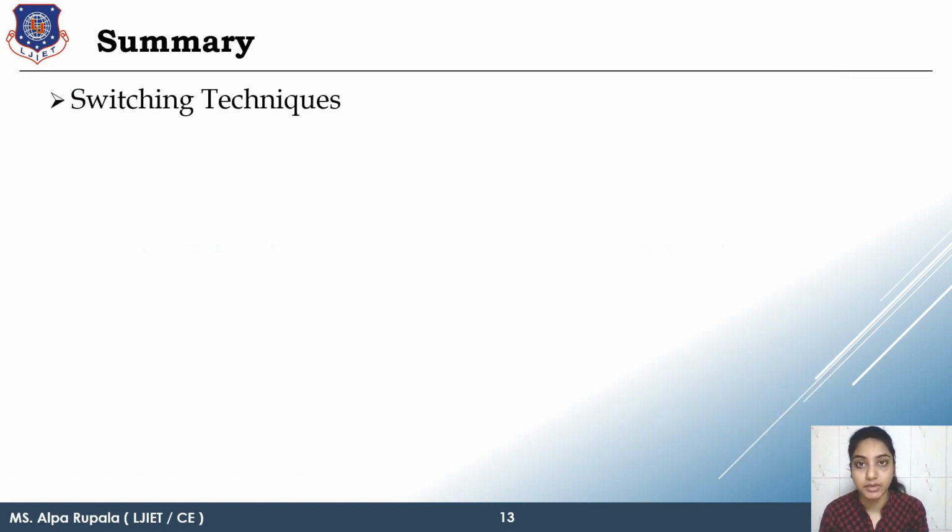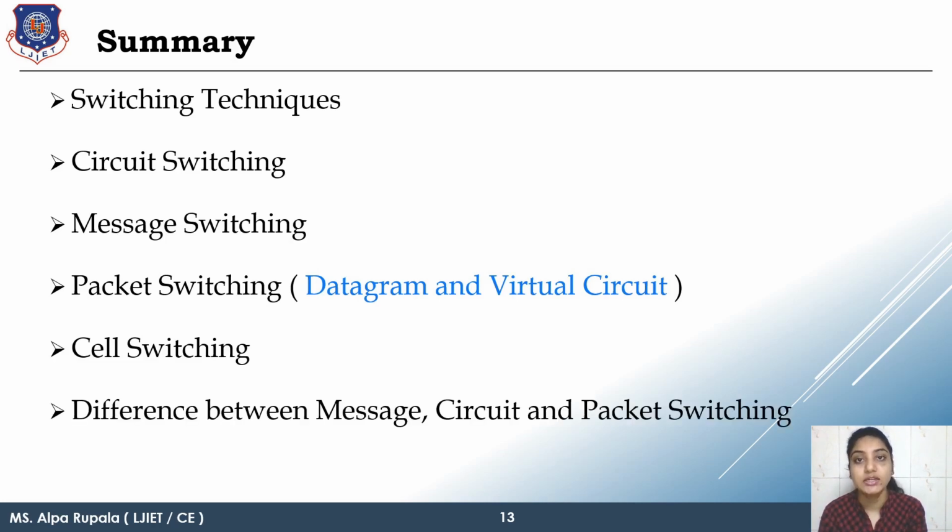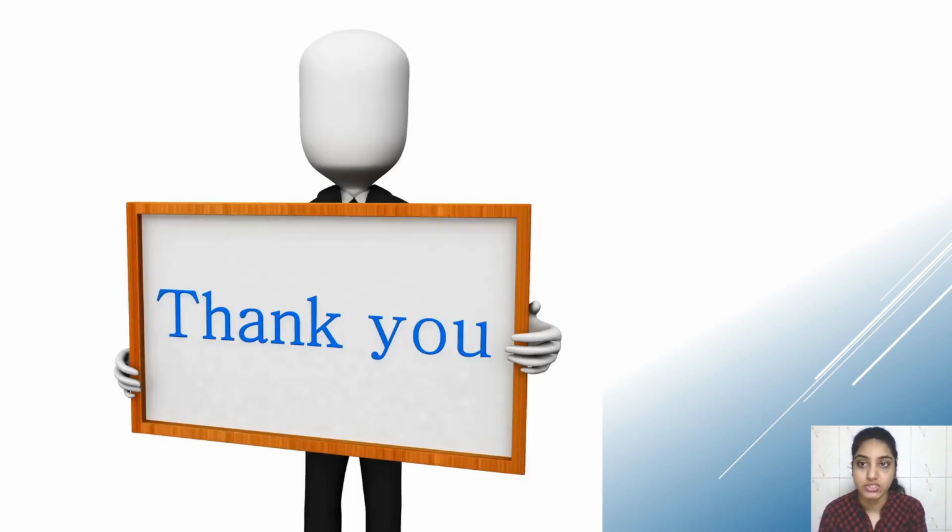Summary of this lecture: we have learned about switching techniques. Then we learned about circuit switching, message switching, and packet switching in detail. In packet switching, there are two types: datagram packet switching and virtual circuit packet switching. Then we had a brief look at cell switching and the difference between message switching, circuit switching, and packet switching.